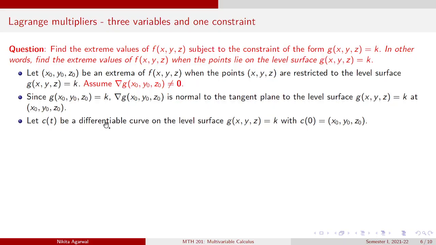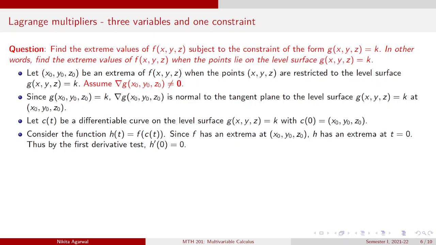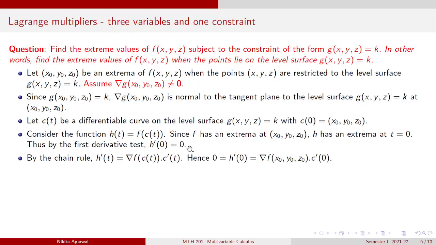Now let c(t) be a differentiable curve on the level surface passing through this point at t equal to 0. You are doing the same thing. Now you are fixing a curve first on the level surface and you are looking at f restricted to that curve, and you define this function h. So you do the same procedure: since f has an extrema at this point, h has an extrema at t equal to 0. So by first derivative test, this should be 0, but by chain rule, h prime of t is gradient of f at c(t) dot product with c prime of t.